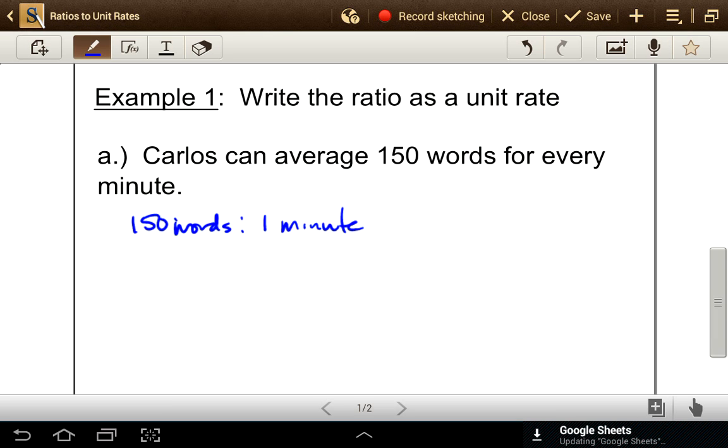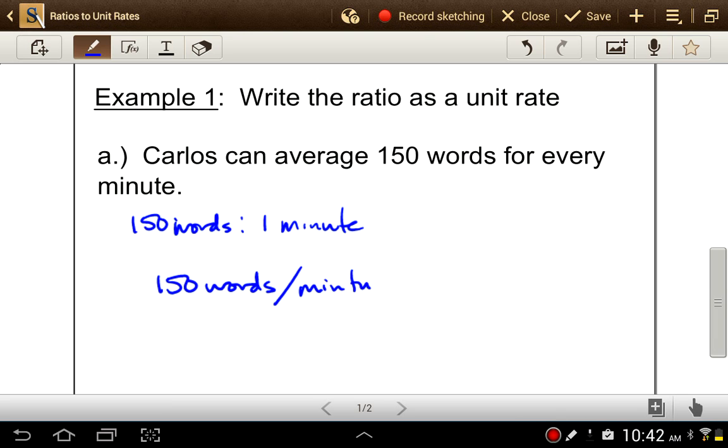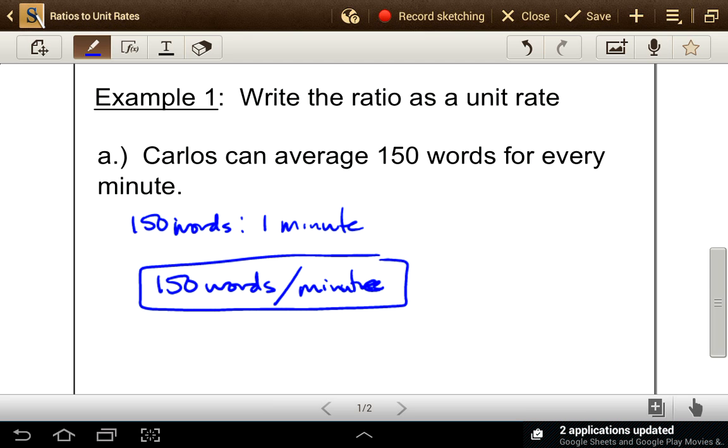You're just going to do 150 words per minute. Oops, if I could spell minute, that'd be great. And that's it. 150, that's your unit rate, and then your label is words per minute. So that is your answer. Okay? If you need to pause, go ahead. Otherwise, I'm moving on to our next examples.